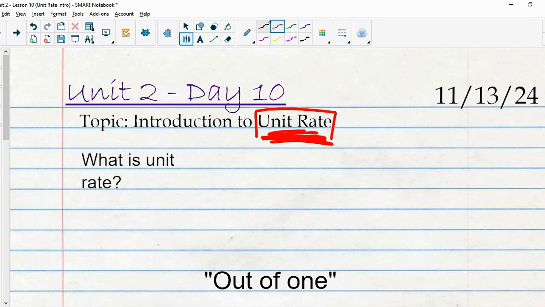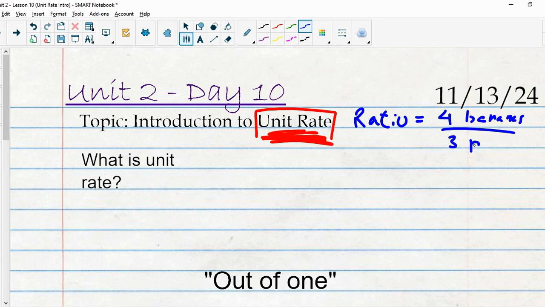Now, what's a unit rate? So let's go all the way back two weeks ago, when we talked about ratio. Does anyone remember what a ratio is? Yeah, a ratio is a fraction, anytime you compare something. So let's say we have 4 bananas to 3 pineapples. Hold on, there's dust on my screen. All right.